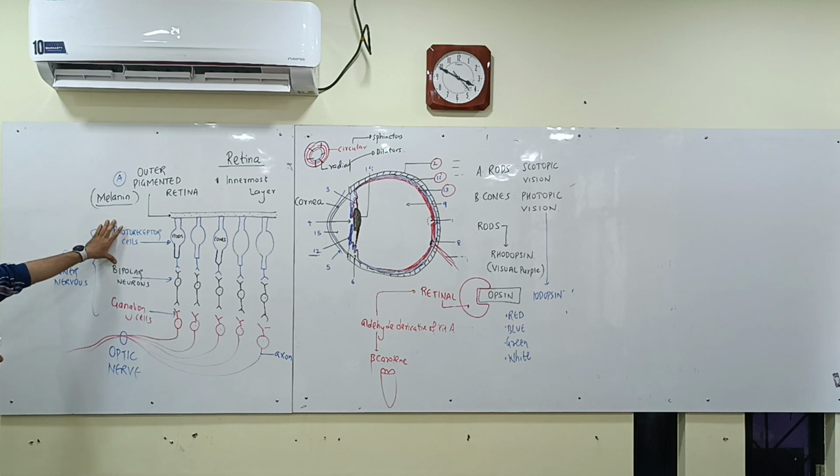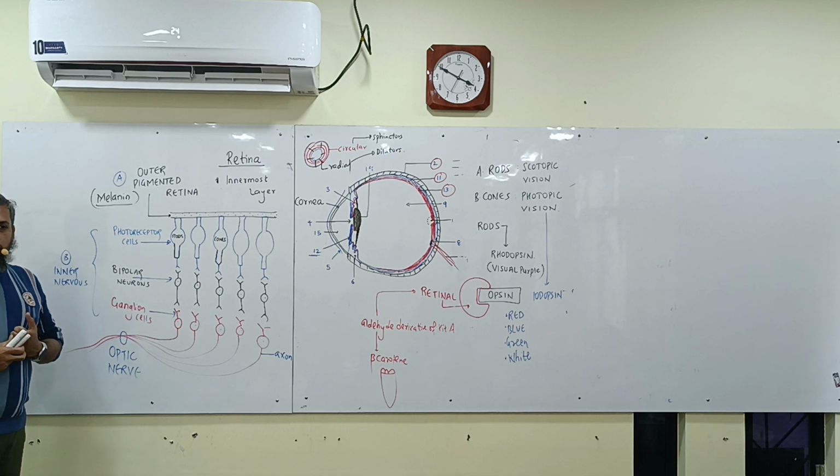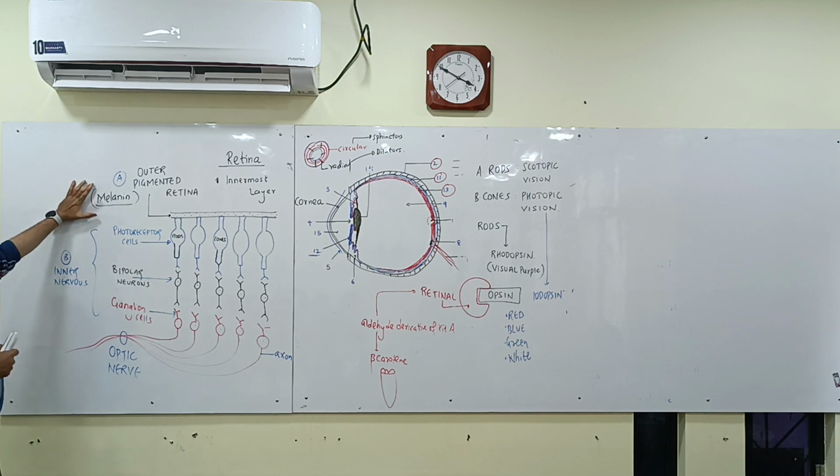तो अगर एक पर्सन है who suffers from a genetic disorder called albinism, albinos जिसको कहते हैं, तो उनका मेलानिन सिंथेसिस नहीं रहता, तो उनको देखने में भी प्रॉब्लम, because it is affecting the outer pigmented retina.